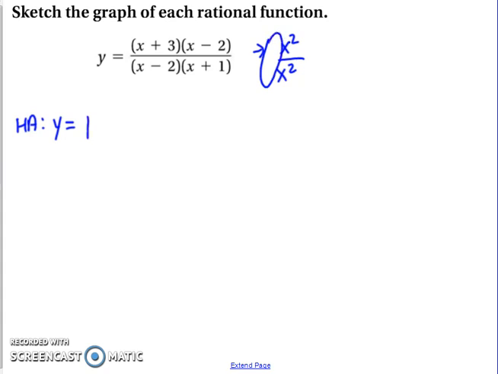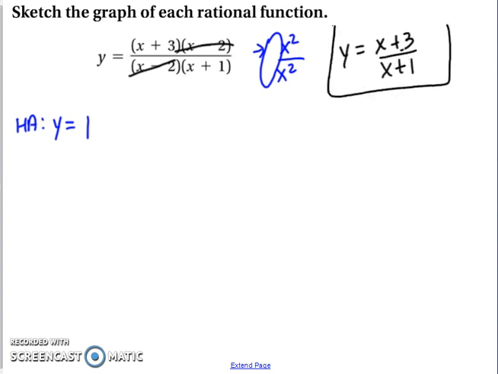I can actually simplify this, and I can cancel out the x minus 2's. So my new function is going to be y equals x plus 3 over x plus 1. I'm going to box this because that's what I'm going to end up using for everything else.